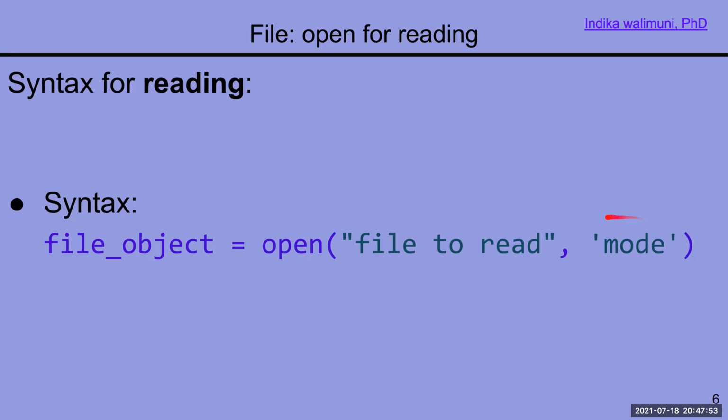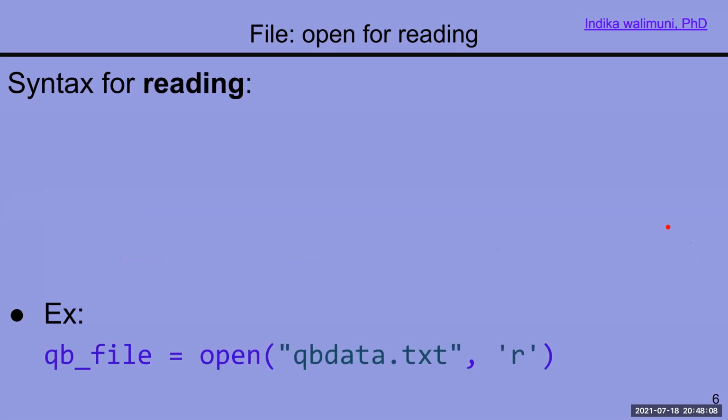It's actually R. So this is basically this parameter. The second parameter tells what kind of mode we have to use. In this case, for reading, so we're going to use R. So this is an example.